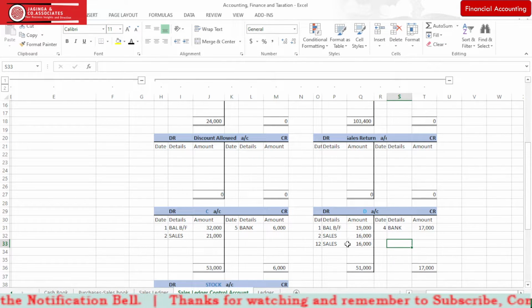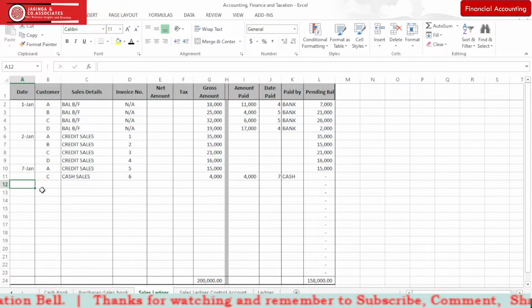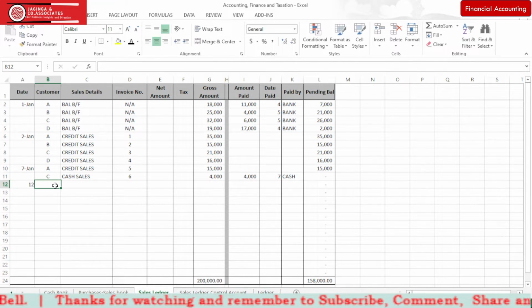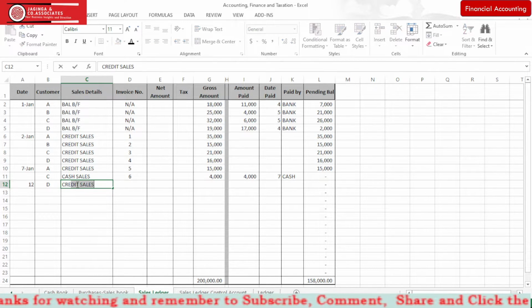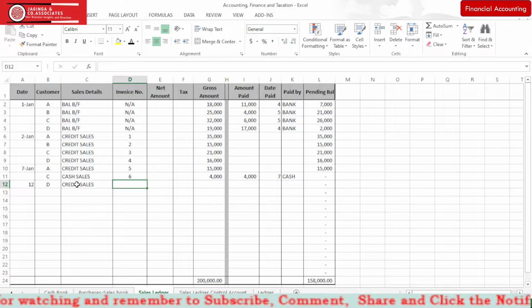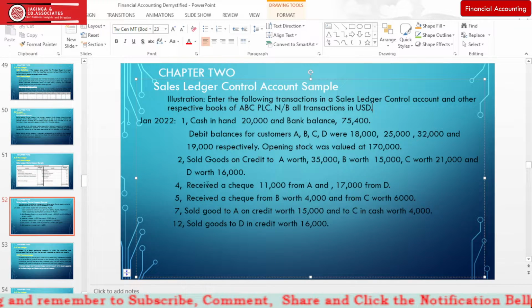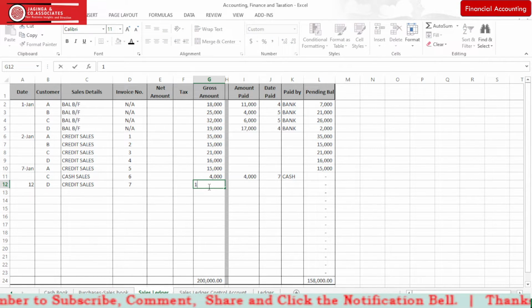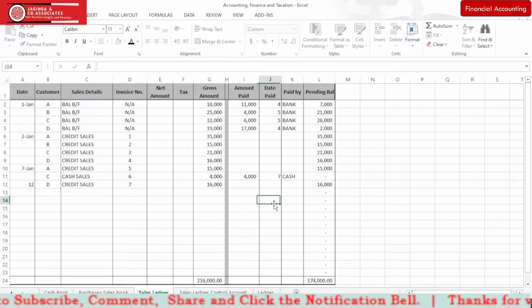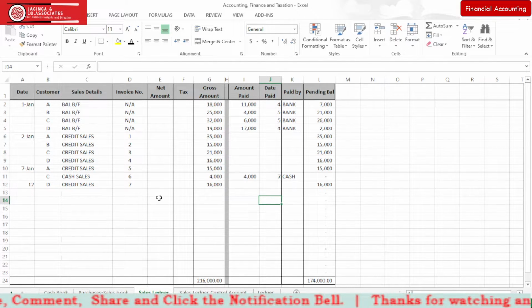And then we must also make this entry on the sales ledger. This was on 12th. Sale was to D on credit, was a credit sale. Let's call it invoice 7, and the amount was 16,000. So credit sale.